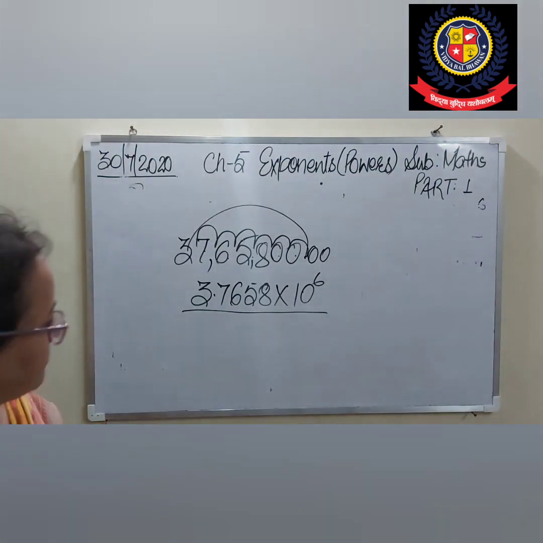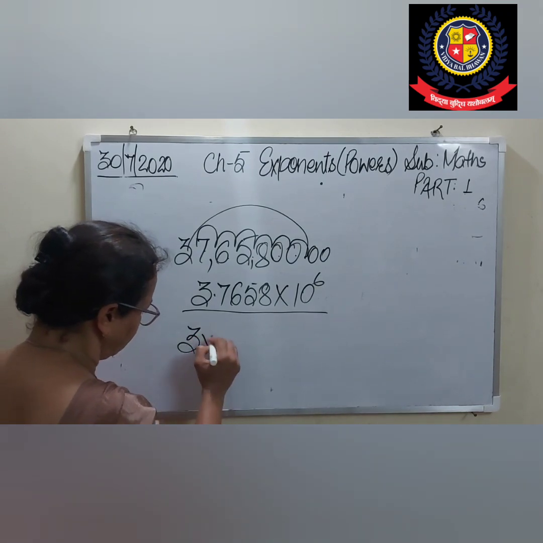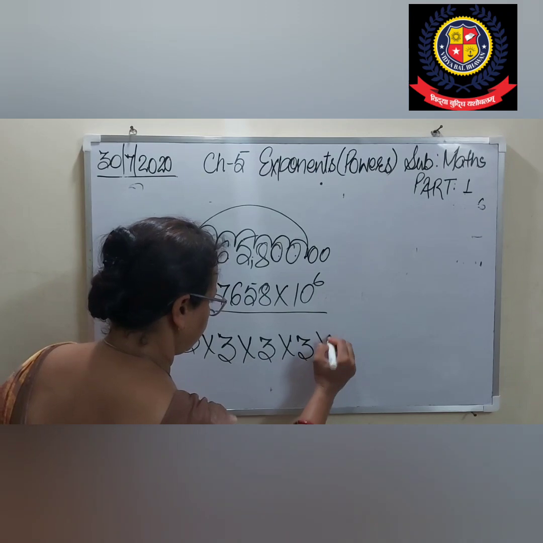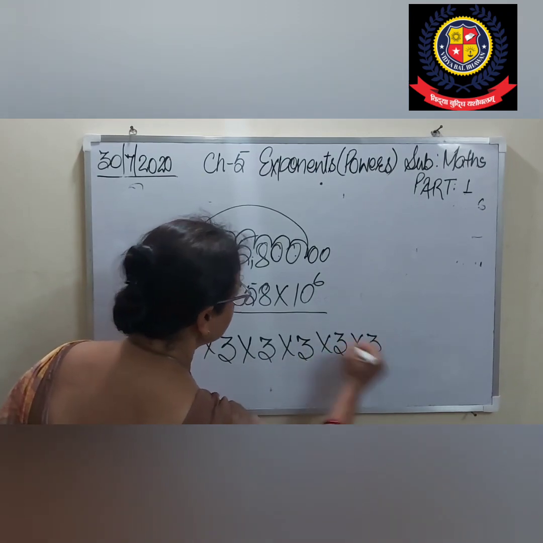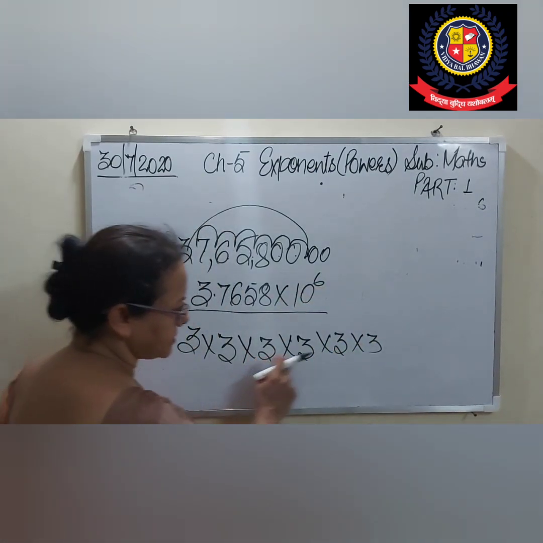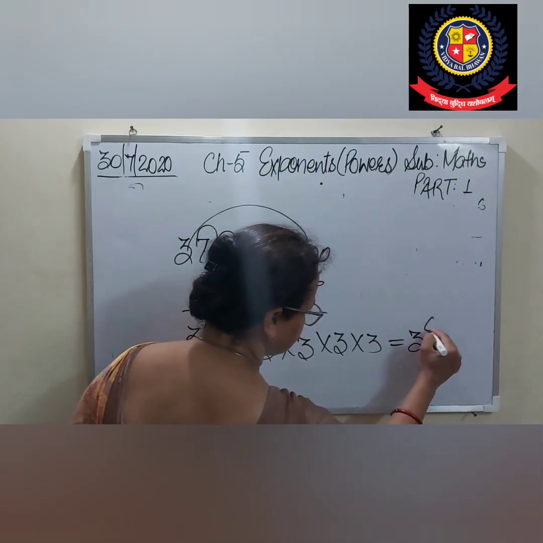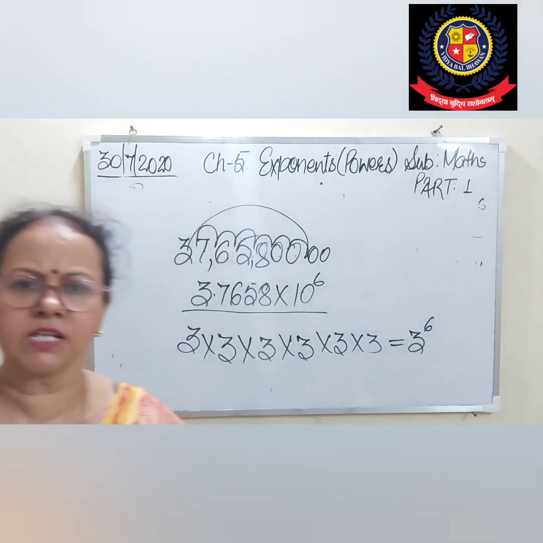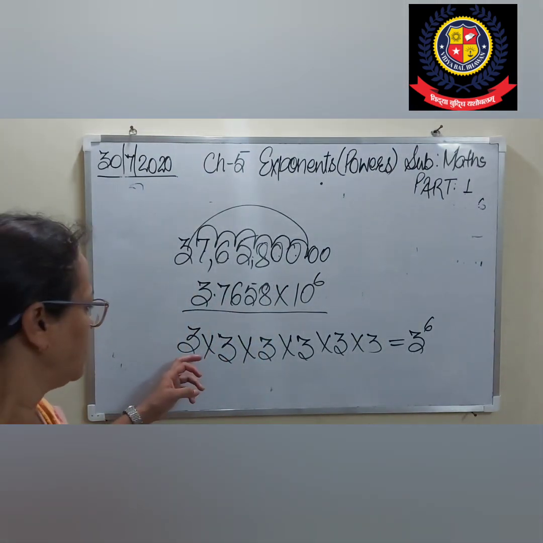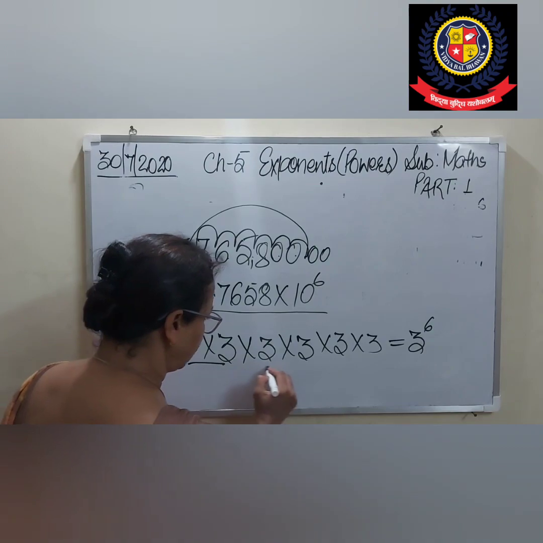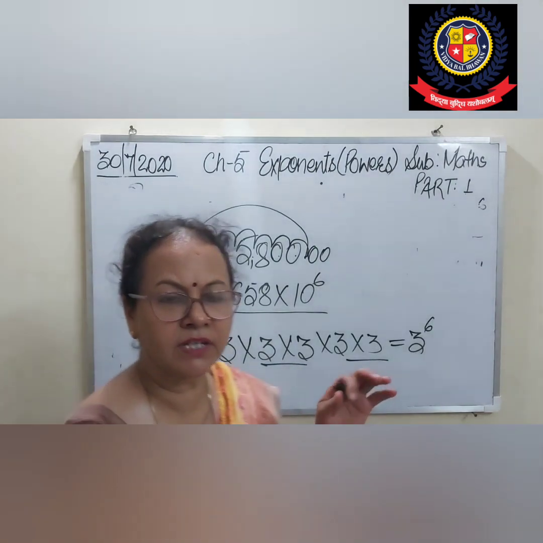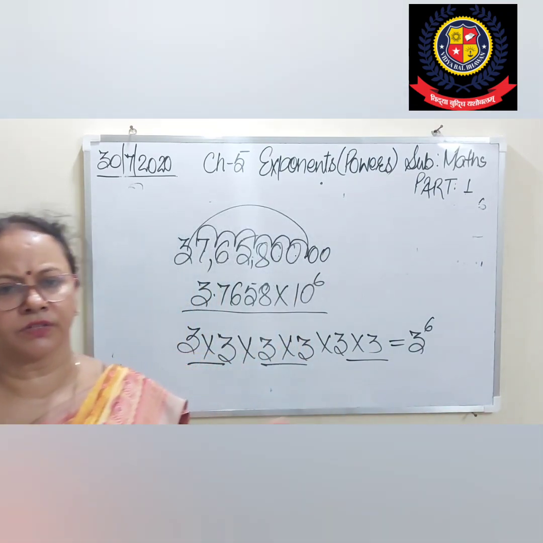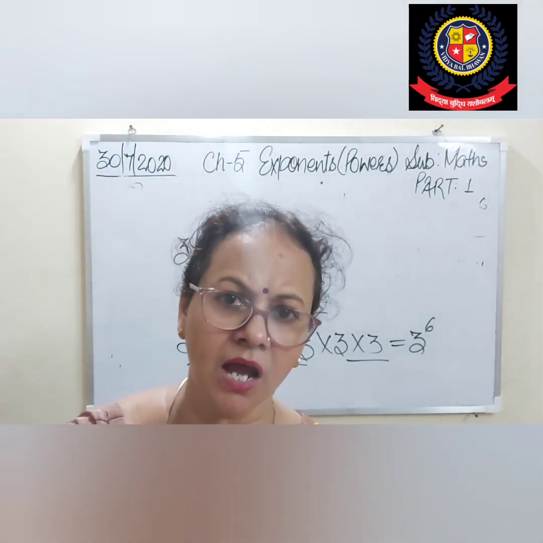Clear? If a number is written 3 into 3 into 3 into 3 into 3 into 3, this is too big a number. How many times? 6 times. So can we write 3 to the power 6 in short? If I am writing 3 to the power 6, what is the meaning? 3 is multiplied by itself 6 times. 9, 9, 9. 9 9s are 81, 81 9s are 729. If we are writing 729 or 3 to the power 6, both things are the same.